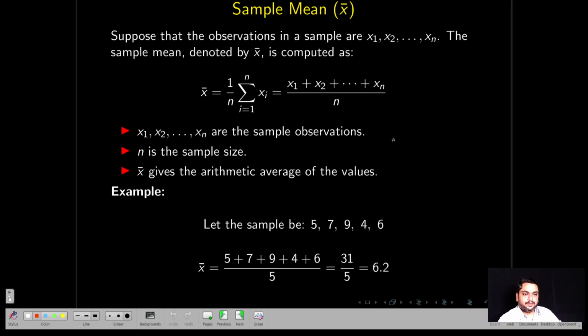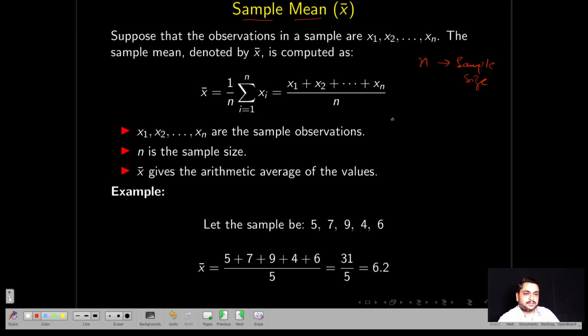Now we take the first one, sample mean. There are two things to understand here: one is sample, another is population, as discussed in the previous lectures. Be careful about the term I am using, sample mean. It is the mean for the sample. If I say population mean, then it is different. Now let us see how to calculate the sample mean. Suppose the observations in the sample are x1, x2 up to xn. n is the sample size, that means how many items or data points it contains.